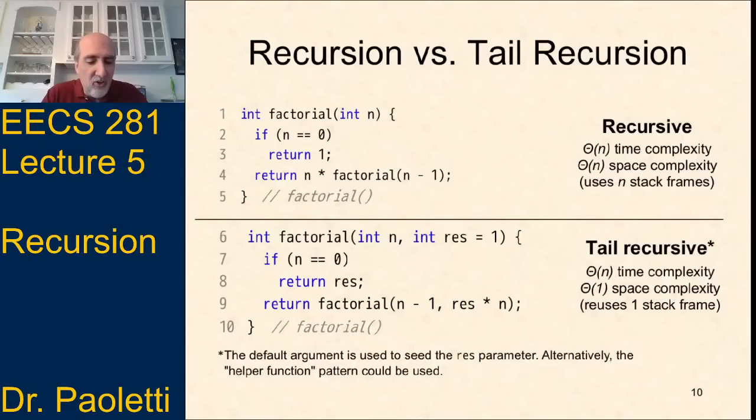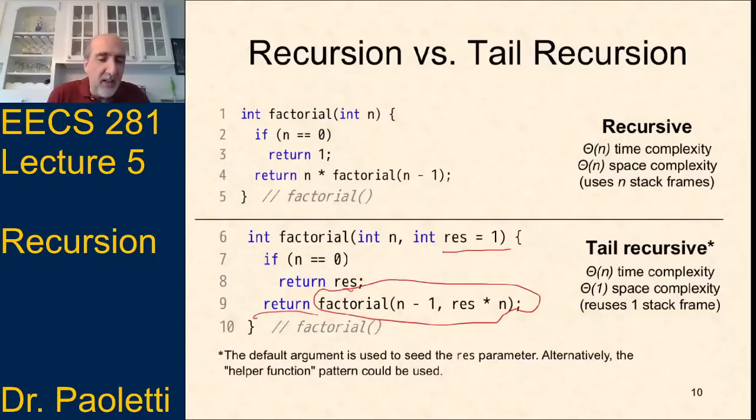Now, if we change to a tail recursive version using the default parameter, then because it is tail recursive, because there is no operation pending when the recursive call ends, because we can immediately return after the recursive call ends, we don't need those stack frames.